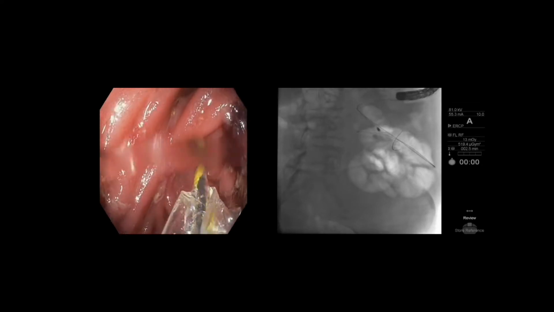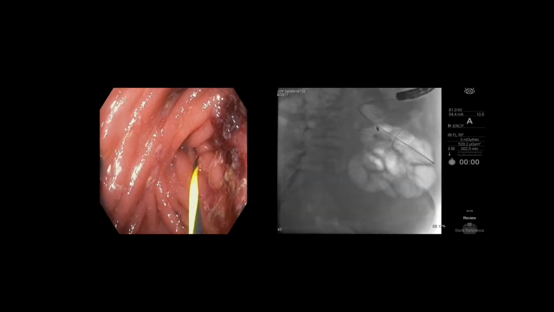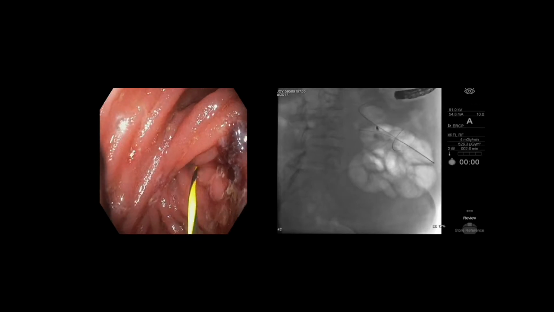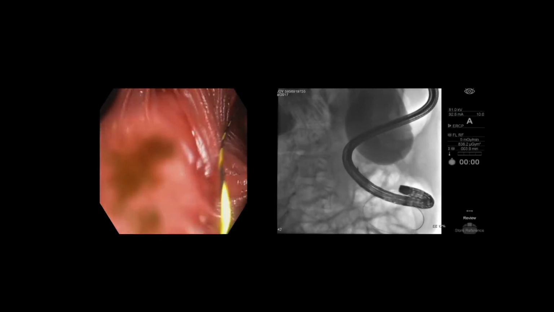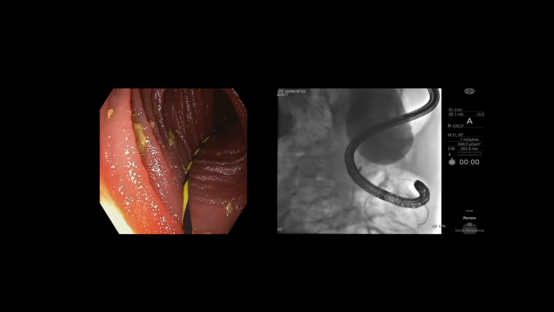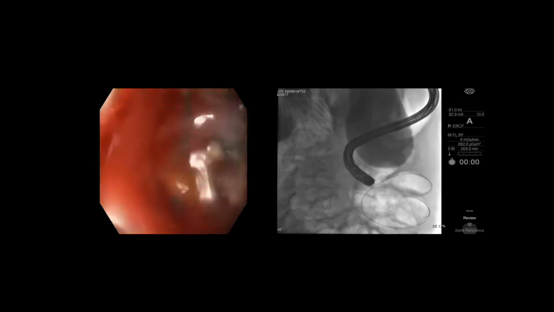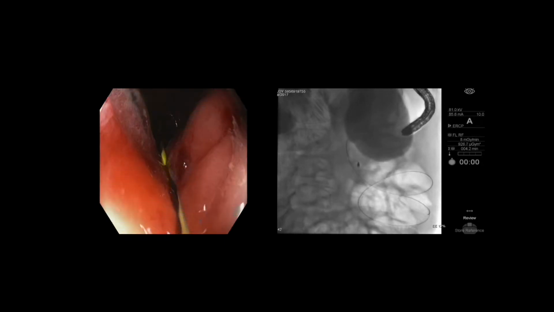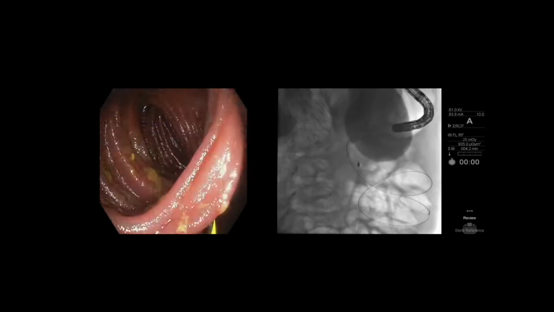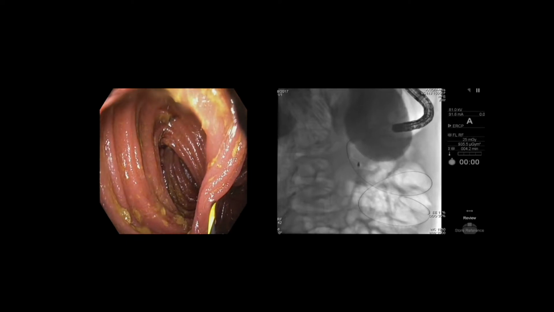Subsequently, a guide wire was advanced deep into the efferent limb and confirmed on fluoroscopy. At this point, the upper endoscope was exchanged for the linear echo endoscope over the guide wire. The echo endoscope is carefully negotiated through the stenosed efferent outlet.